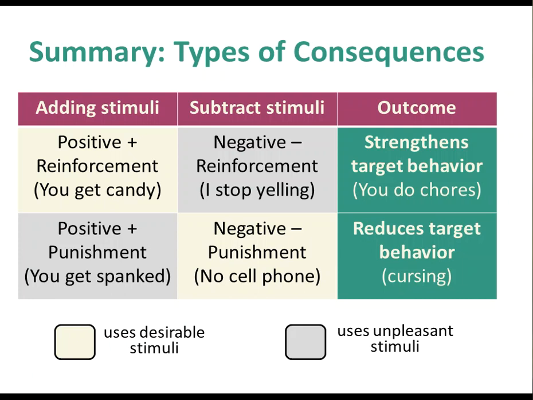What these both do is strengthen the target behaviors. So you could either get candy for doing your chores, or I'll stop yelling at you if you do your chores, strengthening the behavior. The next one, positive punishment: you get spanked. Negative punishment: no cell phone. So if you are cursing, you can get spanked for cursing, hopefully reducing the target behavior. Or if you are cursing, you lose something that you desire, your cell phone.